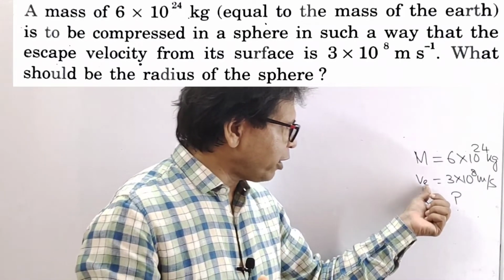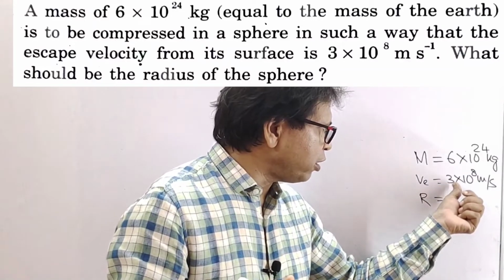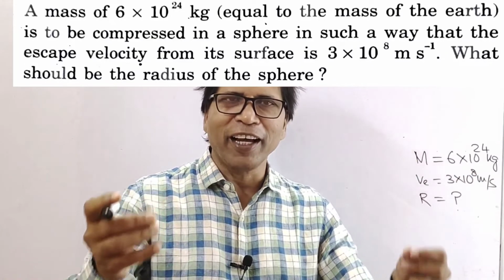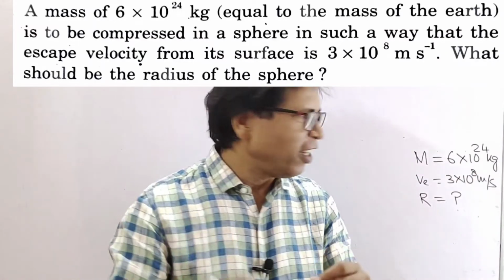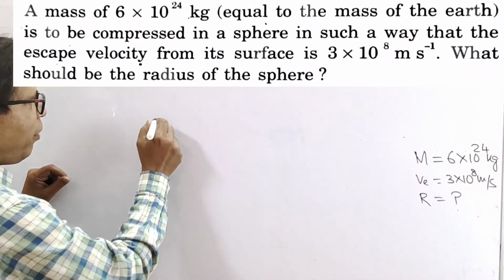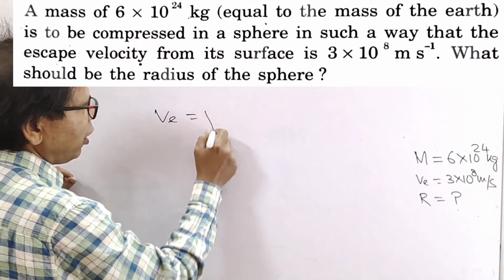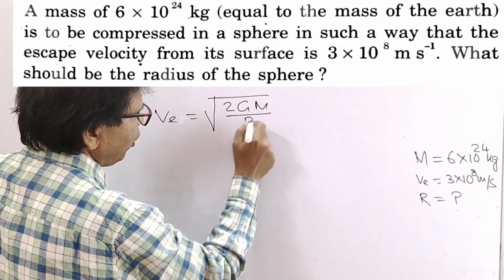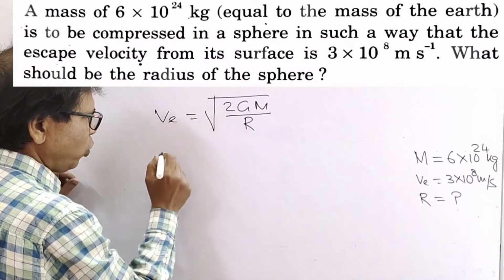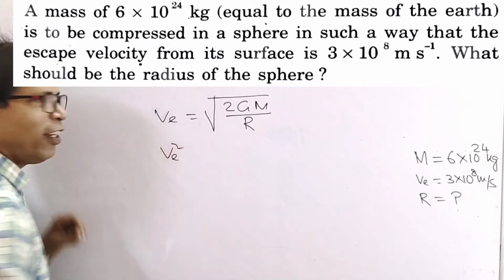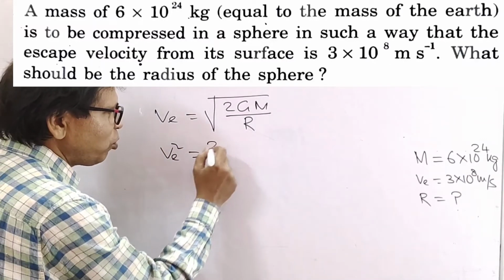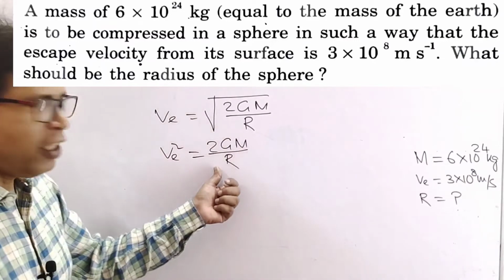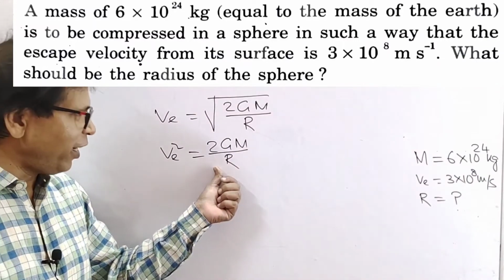That is, the escape velocity from the Earth's surface is 3 × 10^8 meters per second. We have to calculate the radius of the Earth. Now look at this, the escape velocity ve is the square root of 2GM divided by r. By squaring this we get ve² = 2GM/r. Now from this relation we have to calculate the radius.